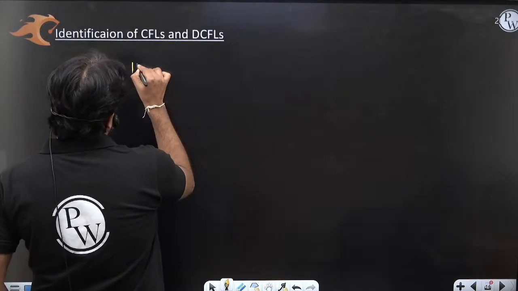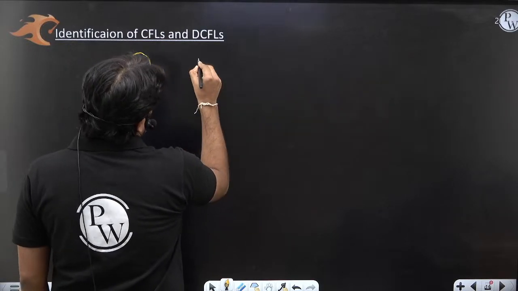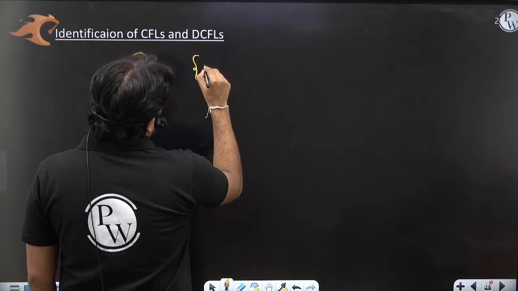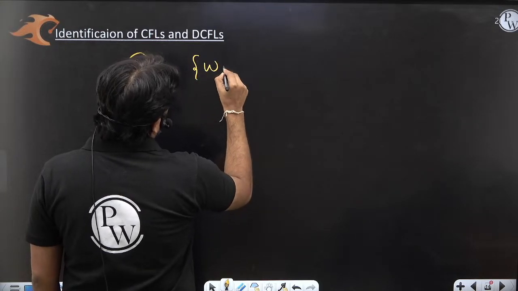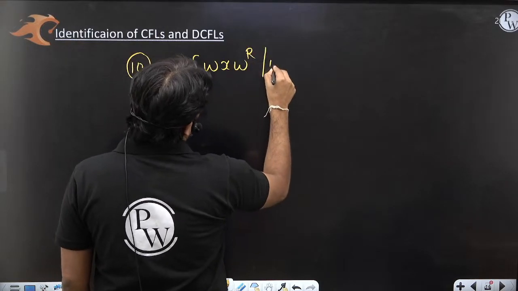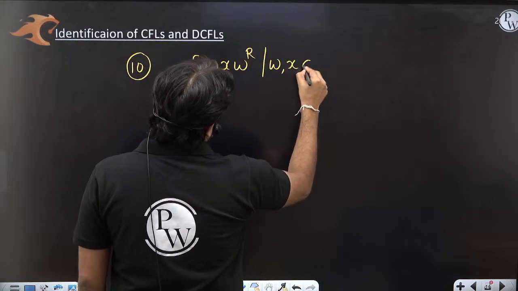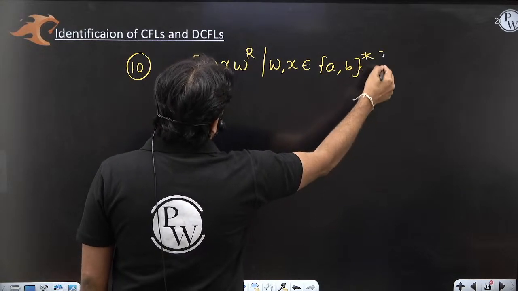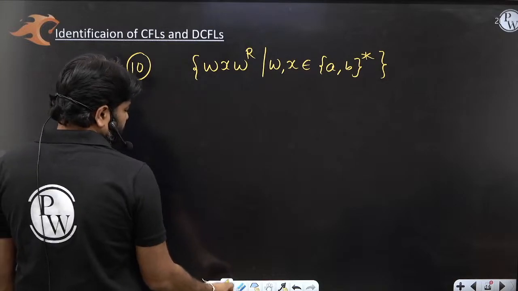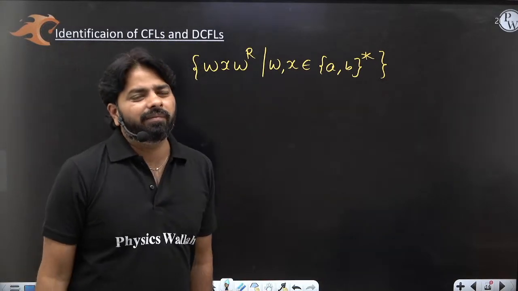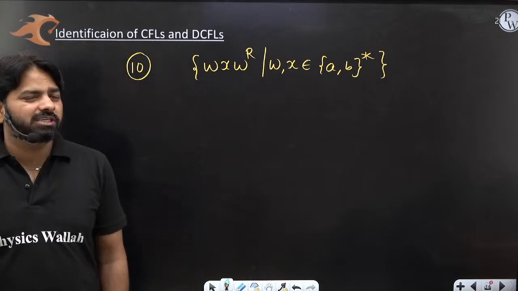Okay, 10. Let's practice this problem. The language is the set of strings W x W^R such that W, x belongs to {A, B}*. So take the time and look at what language it is.